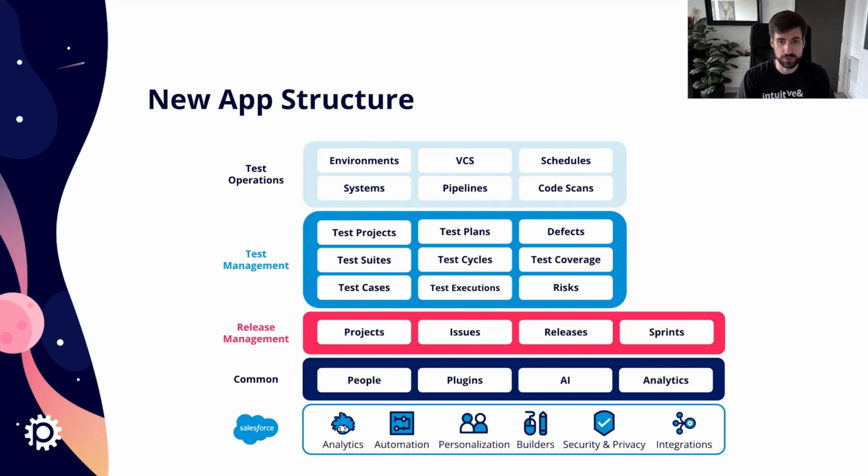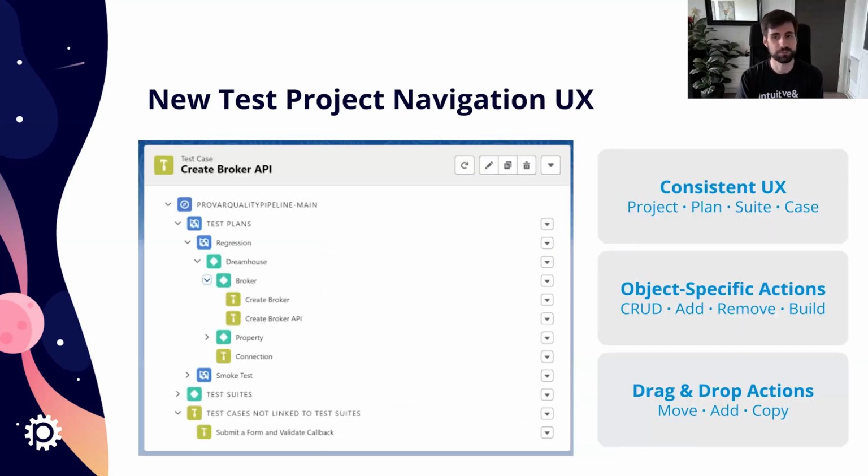Then we have test management, which you may be familiar with, where we have almost everything else. So test projects, test cases, everything that has to do with planning, designing, executing, and looking at the results. And then finally, we have test operations, where you can define your environments, your systems, your connections, your repositories, your pipelines, your schedules, your code scans, everything that is more on the operational side of things, running things and finding the results, is now in a different application.